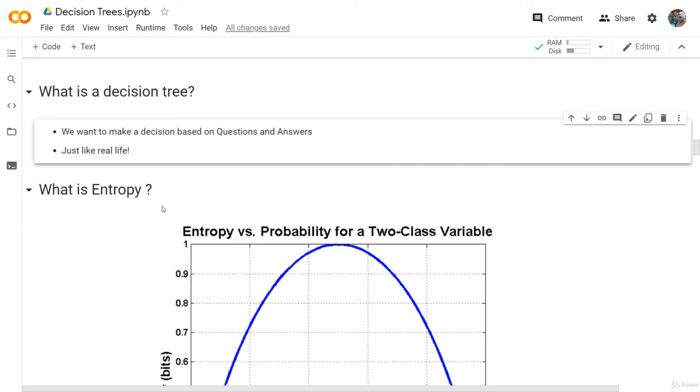Welcome back. In this lesson, we are going to understand what is entropy, what is information gain, and then we are going to implement these two concepts in Python. But first, let's discuss what is a decision tree.